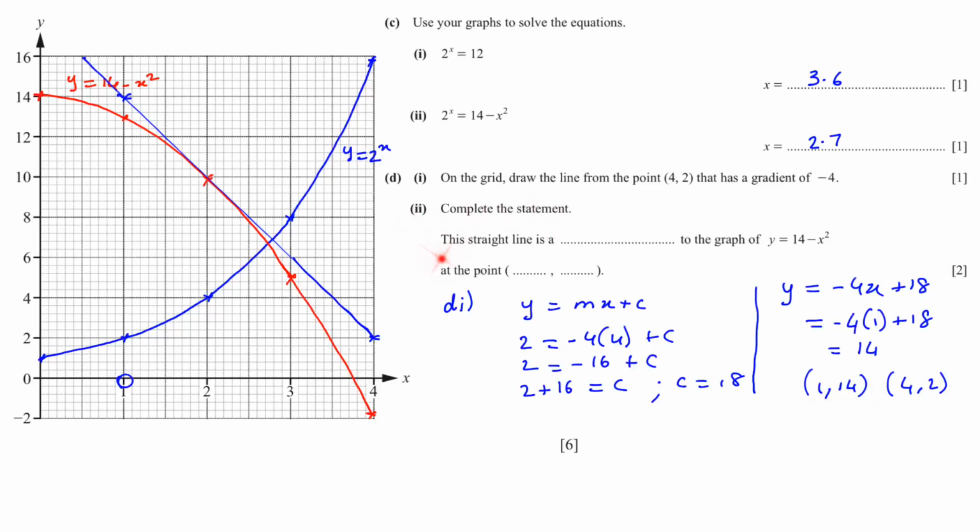D2, complete the statement. This straight line is, it's meeting the curve at one point. When a line meets the curve at one point, it means it is a tangent. And at which point is it meeting? At this point, when x is 2 and y is 10.